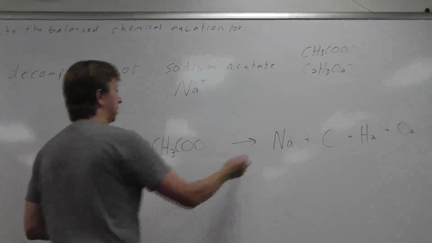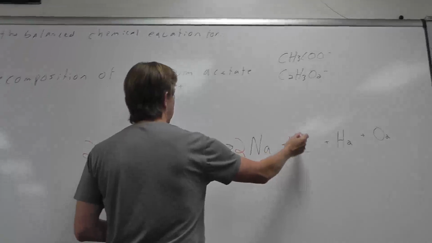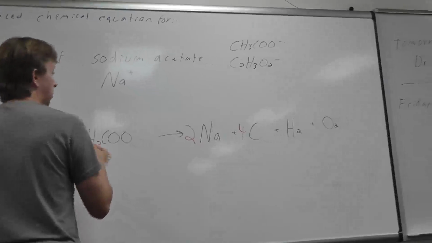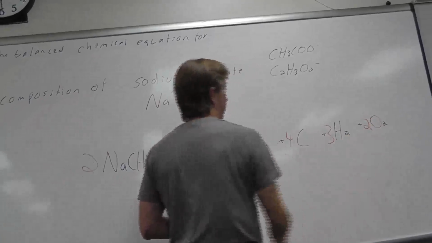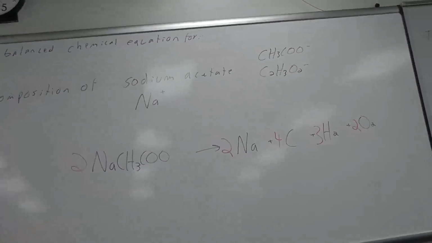Now I've got 2 sodiums, so 2 here. 4 carbons, that's a 4. 2 times 3 is 6 hydrogens and 2 oxygens. And that would be your balanced equation.